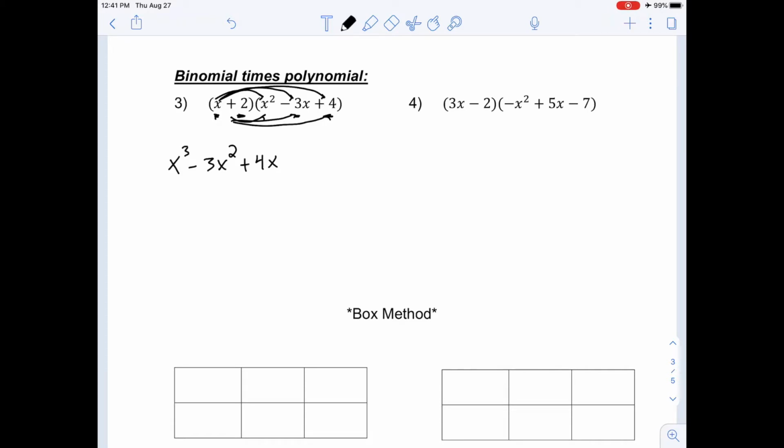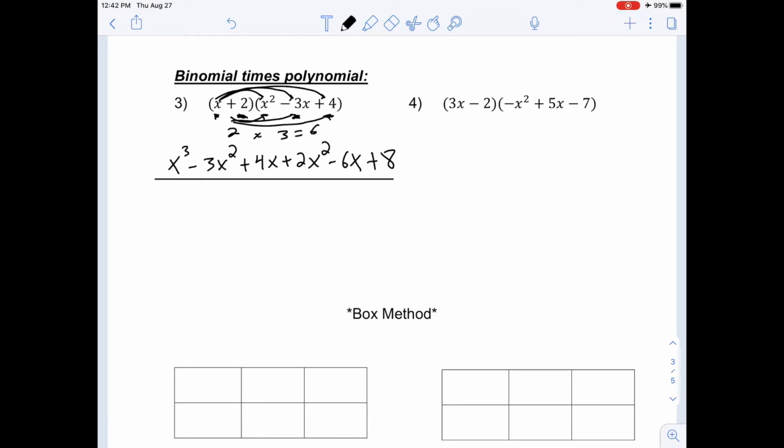So now we're going to switch to the 2 and multiply that times everything in the trinomial. So 2 times x squared is plus 2x squared. And then 2 times the negative 3x is minus 6x. And then 2 times 4 is positive 8. So it makes sense that we have 6 terms here, because what we're doing is we're multiplying a binomial, which has 2 terms, times a trinomial, which has 3 terms, and 2 times 3 is 6. So that makes sense that we have 6 terms here.